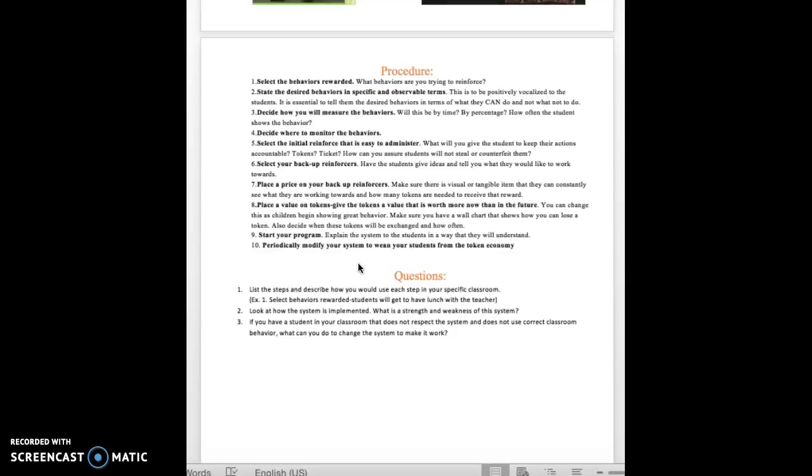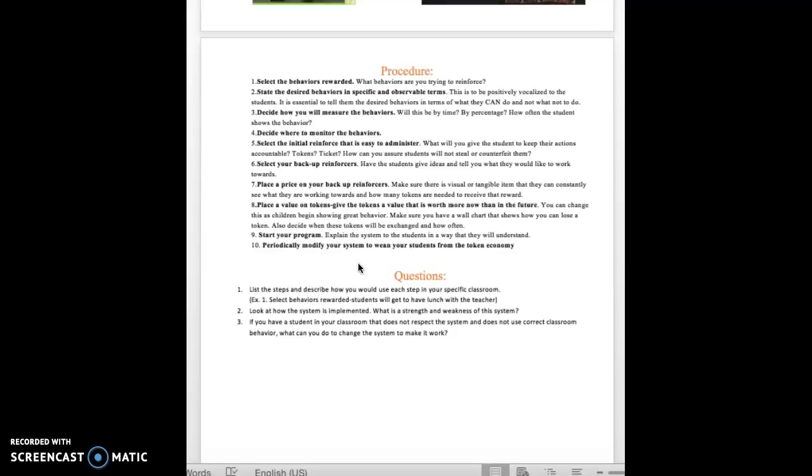Number five, select the initial reinforcer that is easy to administer. What will you give the student to keep their actions accountable? Will you give them tokens, tickets? Basically, what tangible item are you going to use? And how can you assure students do not steal or counterfeit them? So what can you use to make sure that these students are using tokens that they earn themselves, not what they took from another friend?